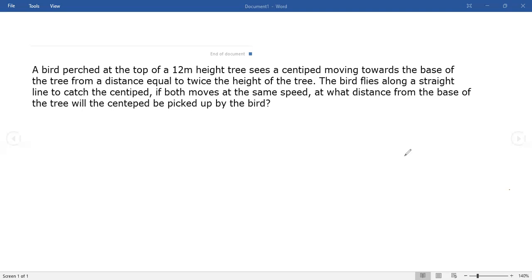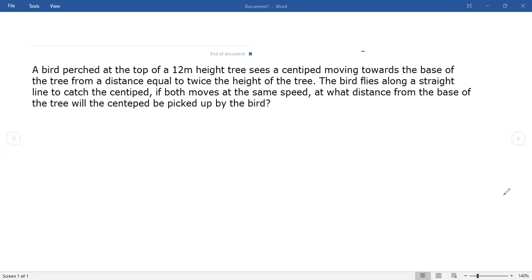Sir. Okay. Then what happened? The bird comes in a straight line to catch the centipede. Both move at the same speed. At what distance will the bird pick up the centipede? So I hope you are clear. So with the information that we know already, how can we find out the answer for this question?